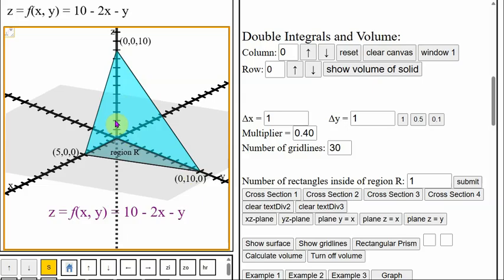First I'm going to use the cross-section method. Here's the cross-section at z equals 1. Then here's the cross-section at z equals 3, and here's the cross-section at z equals 6.